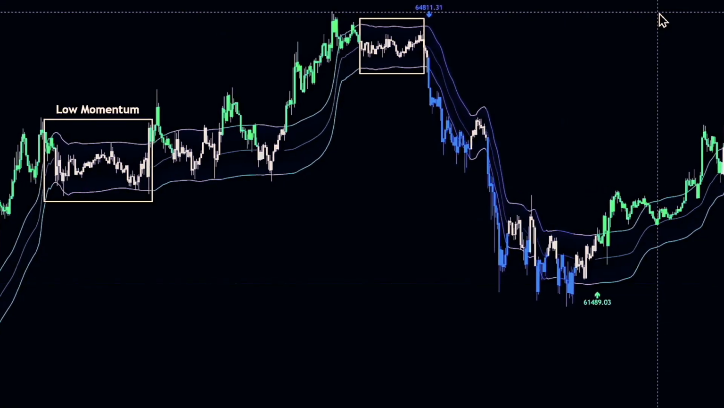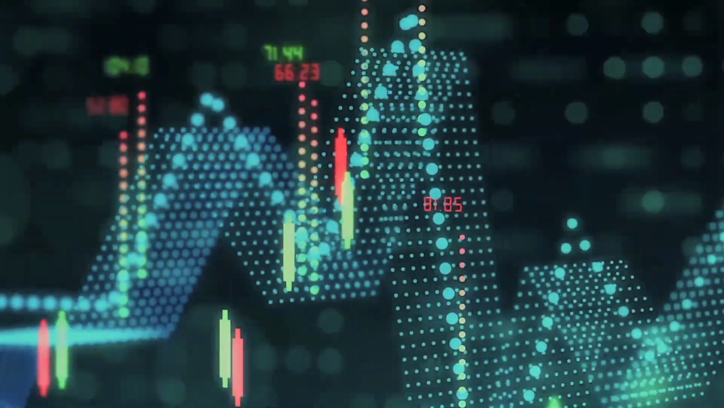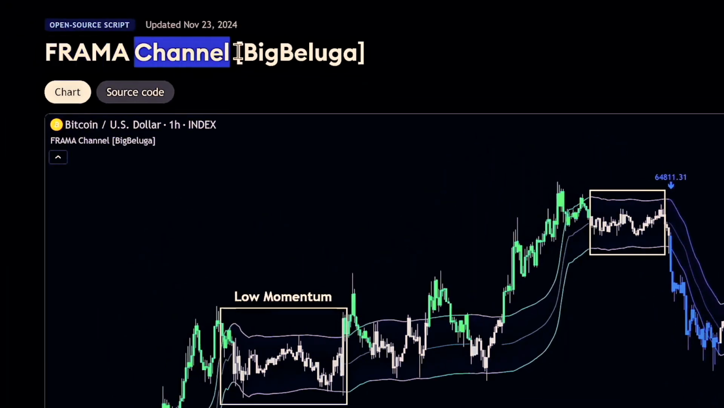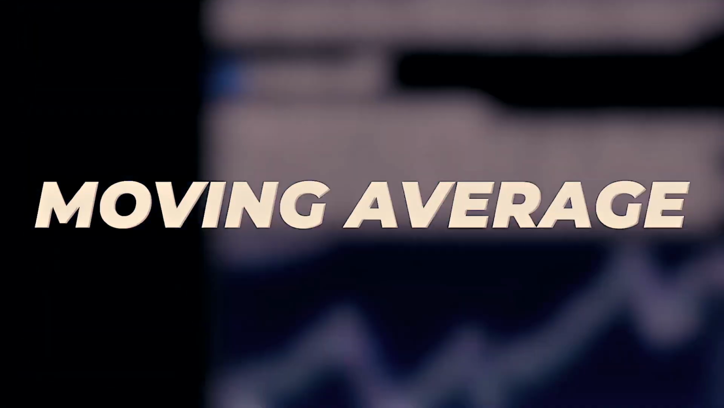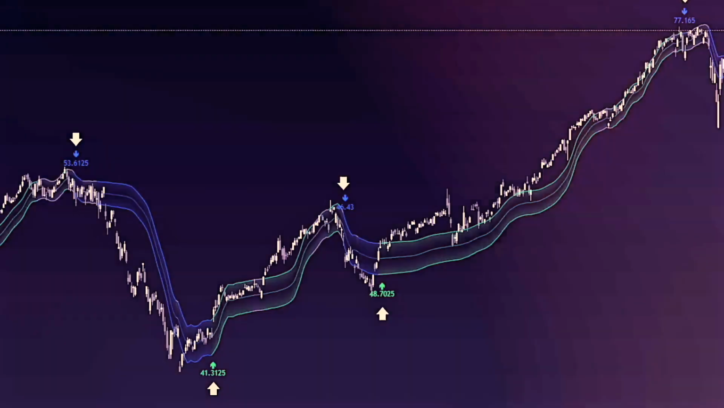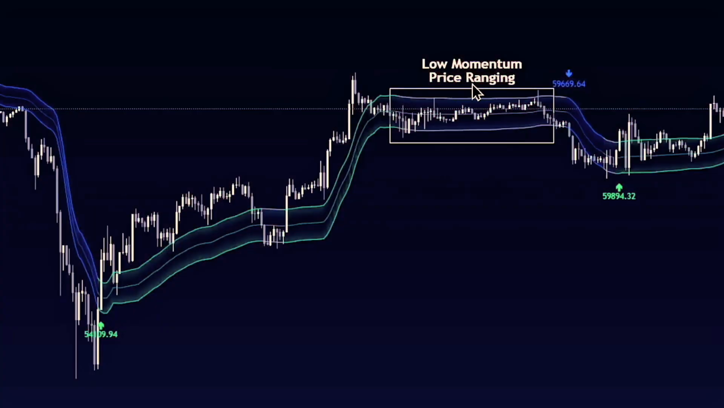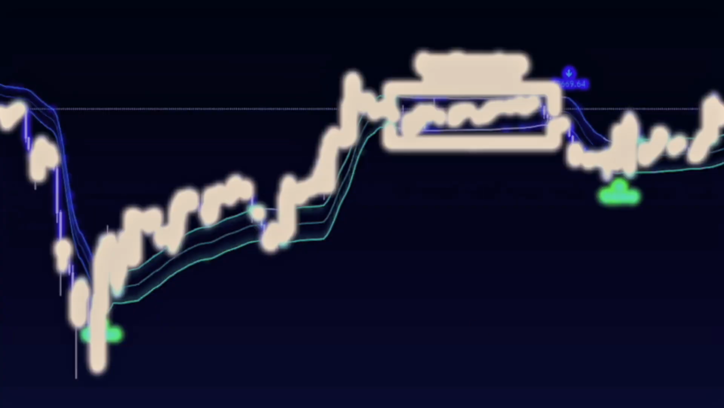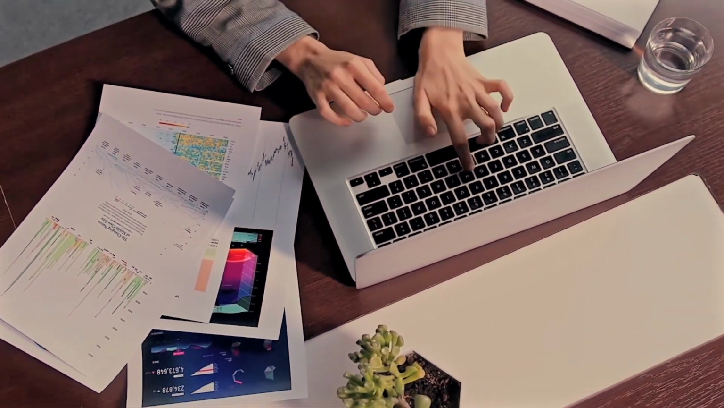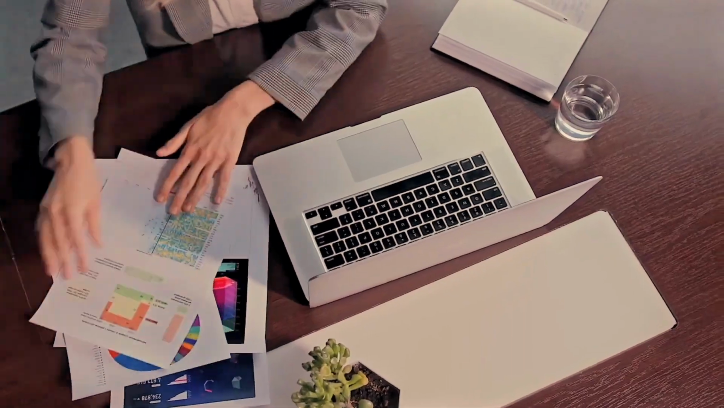Alright, let's jump into this video where we're checking out a super slick trend following tool called the FRAMA channel by Big Beluga. It's built around a unique moving average that creates a dynamic channel around price action, making it easier to spot trends or even when the market is just hanging out in a range. We're gonna break down what this indicator does and pair it with another one for a solid trading strategy.